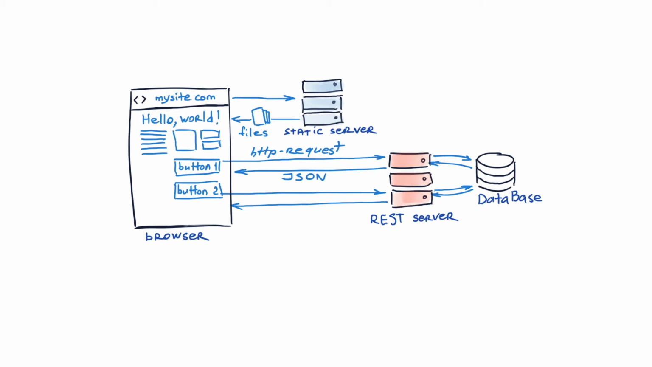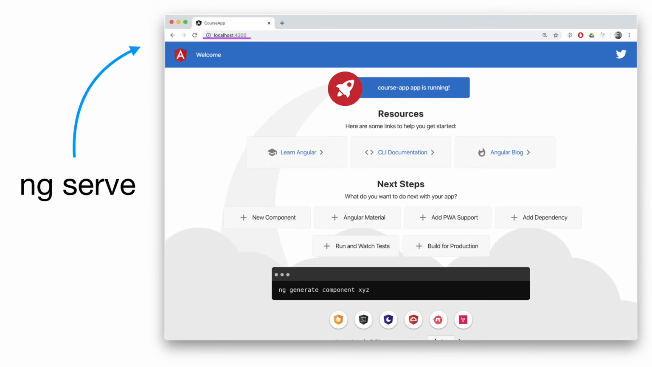As a rule, the server is divided. One server presents static files, the other one responds to HTTP requests and interacts with the database. A simple static server is already built into Angular. It runs after the ng serve command completes.